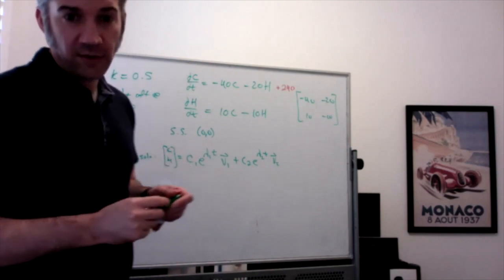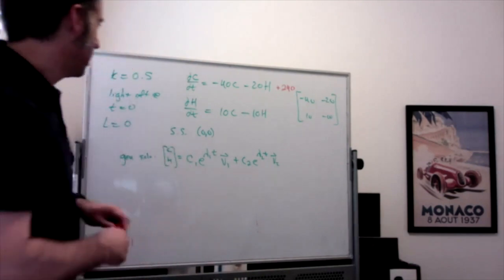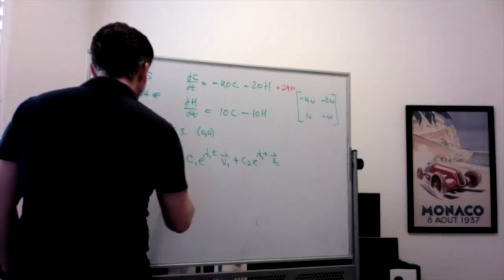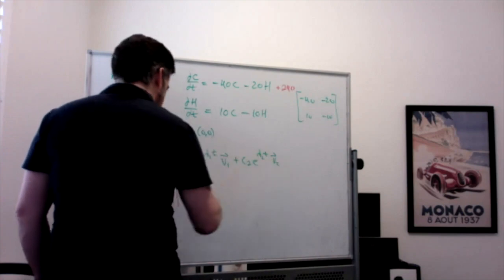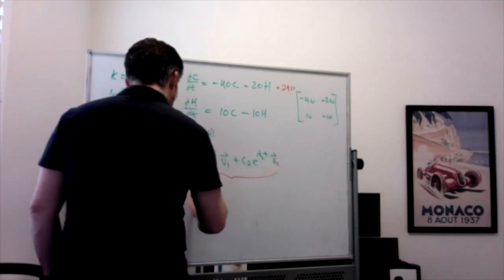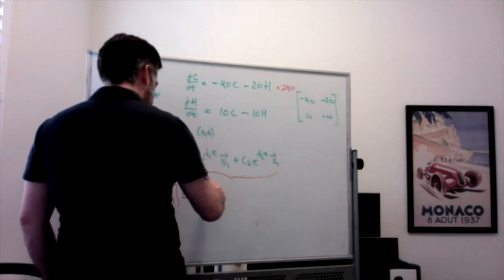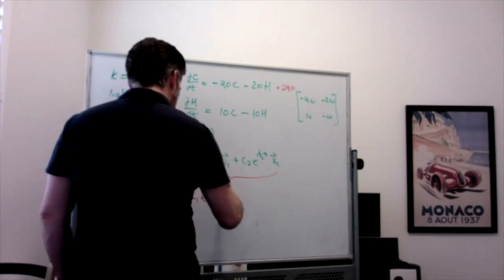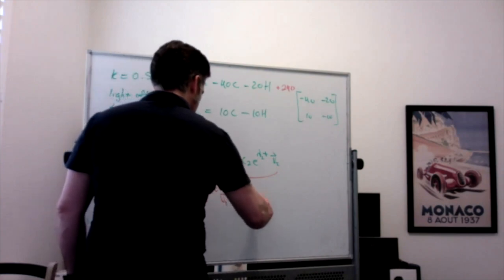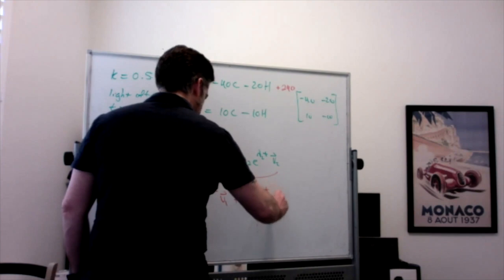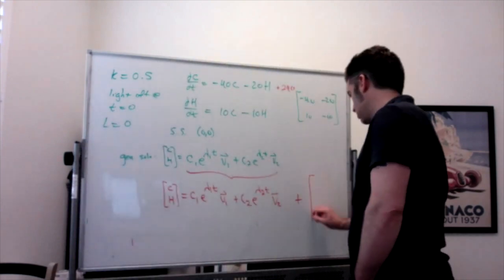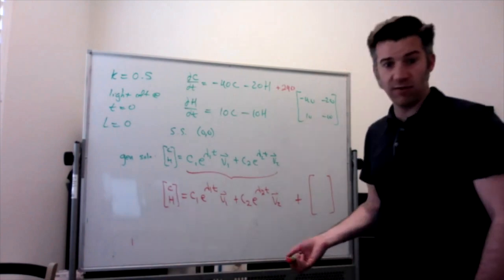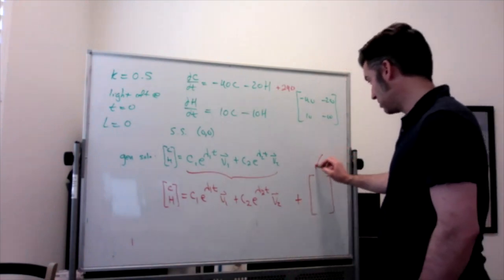So the only difference in our solution is that now C and H are going to equal still the same exact equation. And this is still the same C1 e to the same eigenvalue times V1 plus C2 e to the same eigenvalue times t times V2. But then we have to add on the vector that is the new steady state.